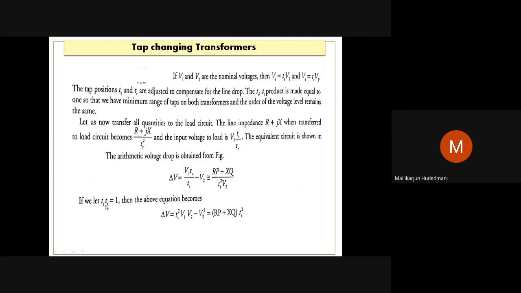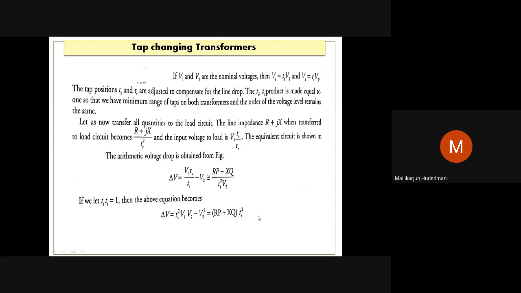Using this TR into TS equal to 1 in this equation, we can simplify delta V as TS square V1 V2 minus V2 square equal to Rp plus Xq. This term, when I take it to the other side, simplifies it. This term, the RHS denominator, when I spread it to the other side, becomes TS square V1 V2 minus V2 square equal to Rp plus Xq into TS square.